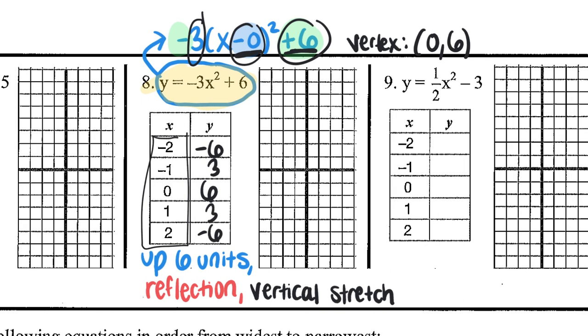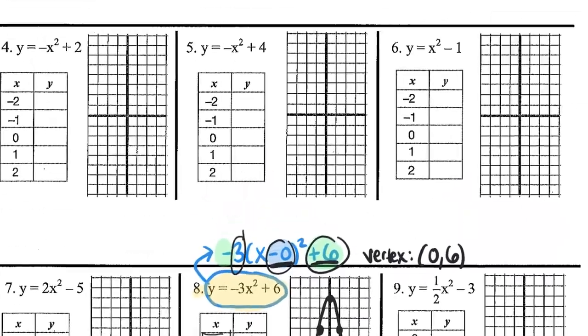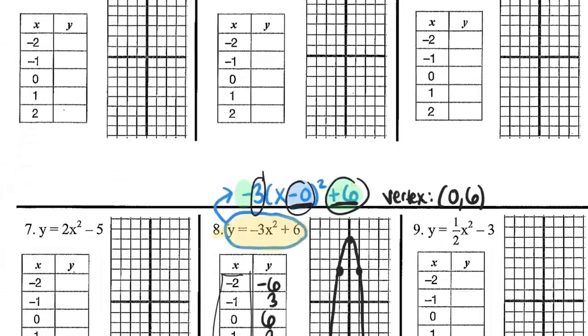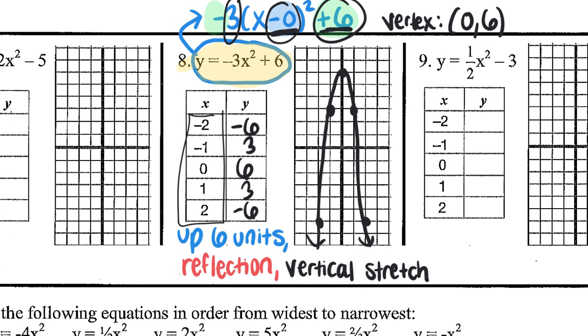So -2, -6, 1, 2, 3, 4, 5, 6 is down here. -1, 3 is right here. 0, 6 is right here. 1, 3, and then 2. Remember, there's going to be symmetry. So everything on this page doesn't have any motion left or right at all. So the x value of the vertex is going to be 0. These are the ones that we actually did on the 8.2 day. So you could follow along with those notes a little bit too.